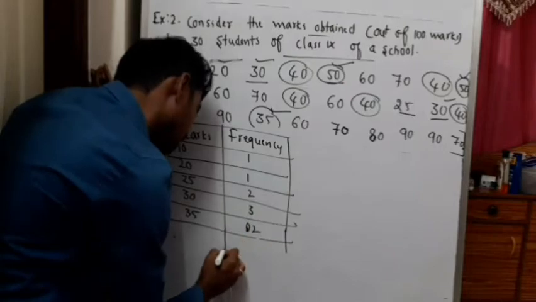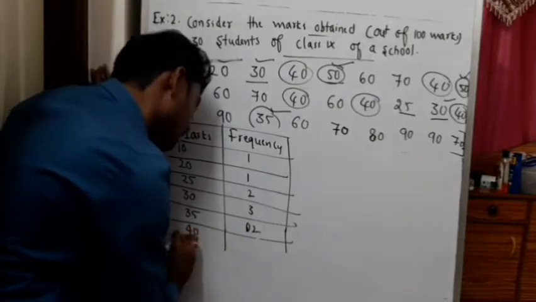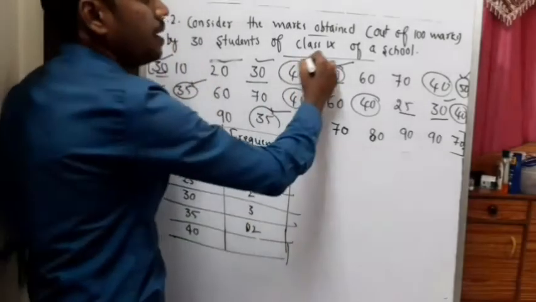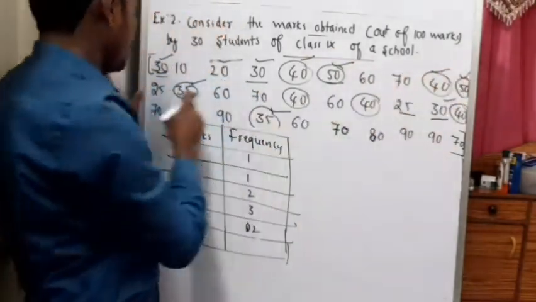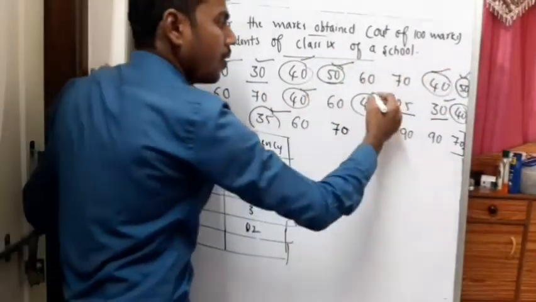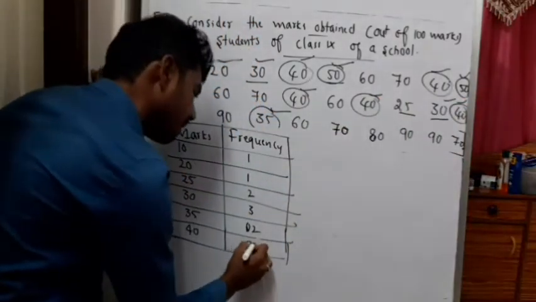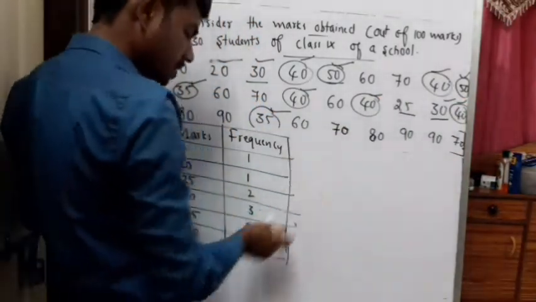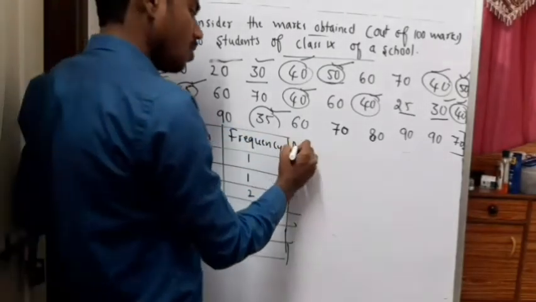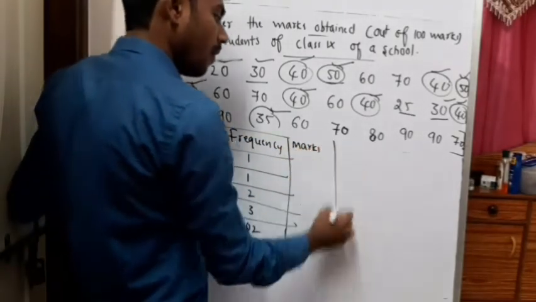Then we'll go to 40. How many times has 40 occurred? See, 1, 2, 3, 4, 5. 5 times it has occurred. Then we'll go to the next. So I'll continue the table here. So marks, frequency.